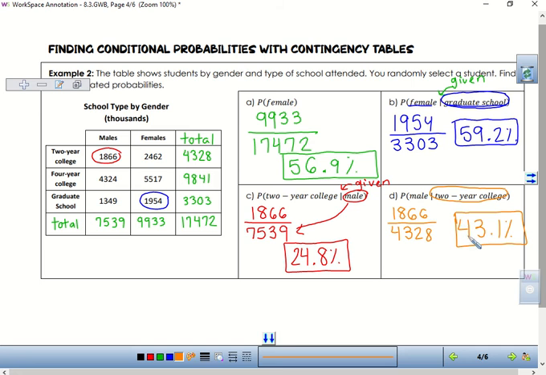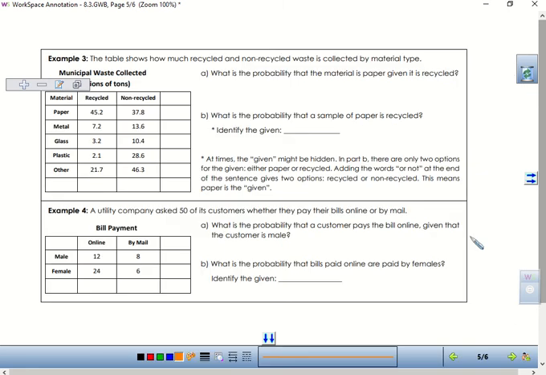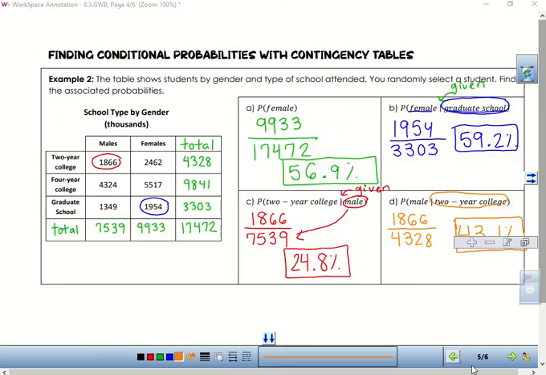So that is how you do the two-way frequency table. Does anyone have any questions so far? All right. So now we're going to try another example. What was that last one we just asked for? 43.1%.